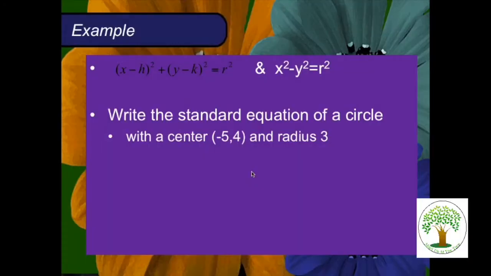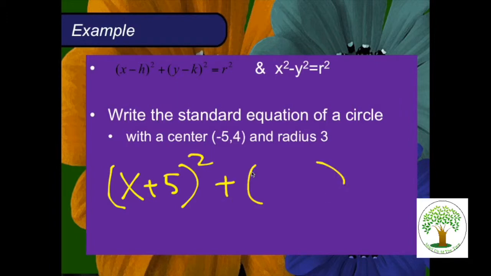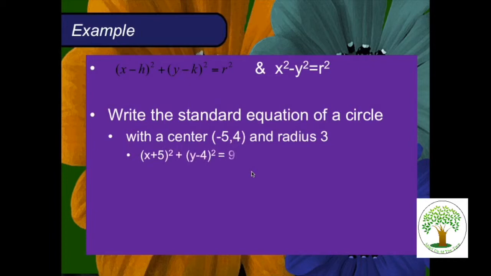Hold on. Okay, so I'm gonna write here. I'm gonna put an x. And what am I gonna put? Is it gonna be plus or minus here? Plus 5. Plus 5, and don't forget your squareds. This is a plus automatically. And then y, plus or minus 4? Minus. And what am I gonna put out here? 9. 9. Very good. All right, very good.